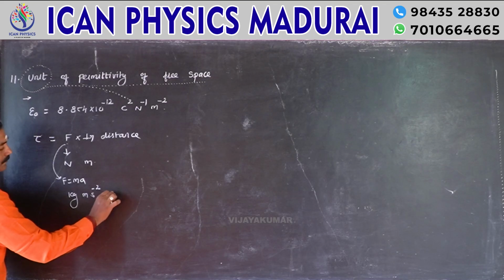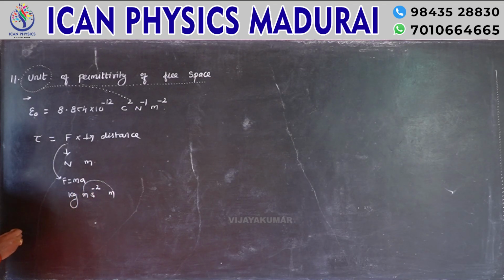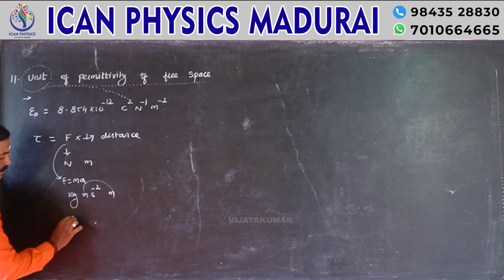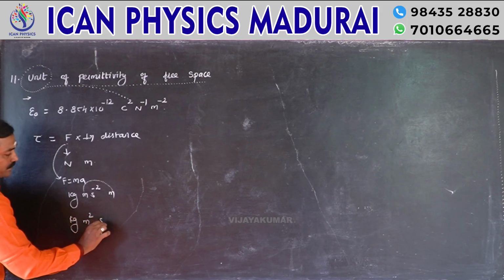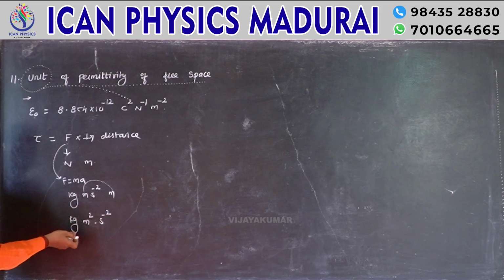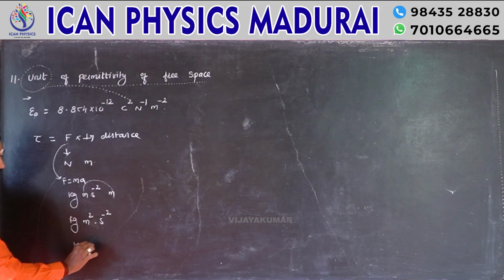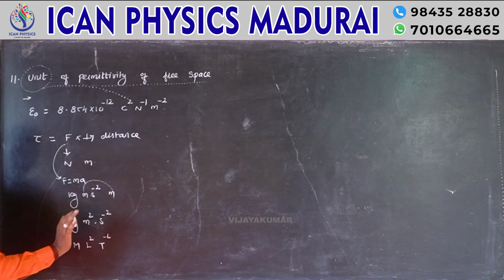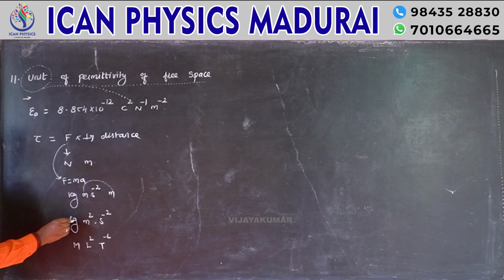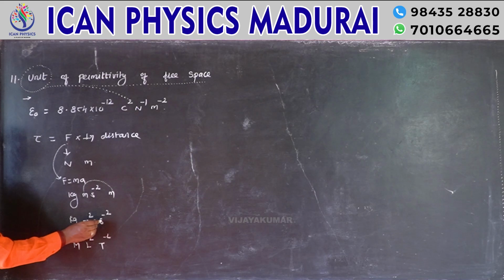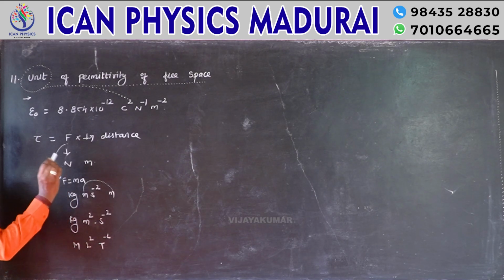Okay. Here it is meter. Now, meter into meter, meter squared. So, kilogram, meter squared per second squared. Now, convert it into dimensional formula. Unit of kilogram, meter. Unit of length, L power 2. Unit of second, T power minus 2. The dimensional formula for kilogram is M. Dimensional formula for length, L. The dimensional formula for time, T.